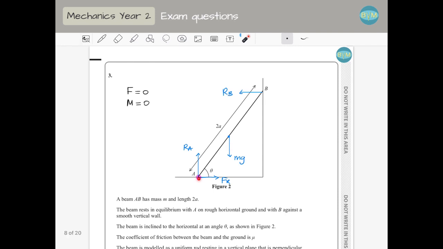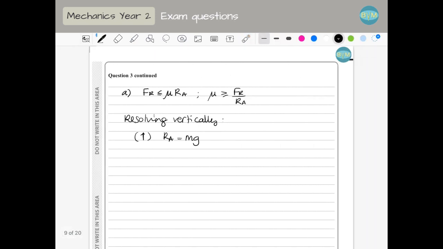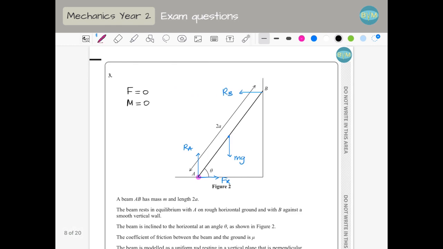So if we take moments about A, the total must be 0, so the clockwise moment equals the anticlockwise moment. About A, this force is producing a clockwise moment, as it is rotating around A clockwise, and this other force, in the direction of the force, is anticlockwise. So one must be equal to the other.